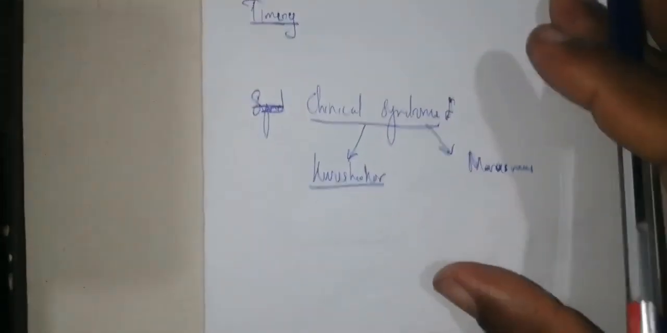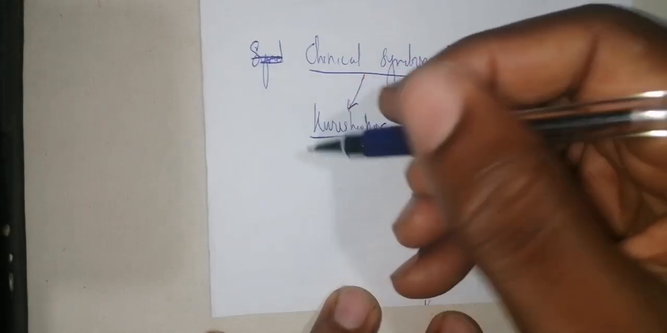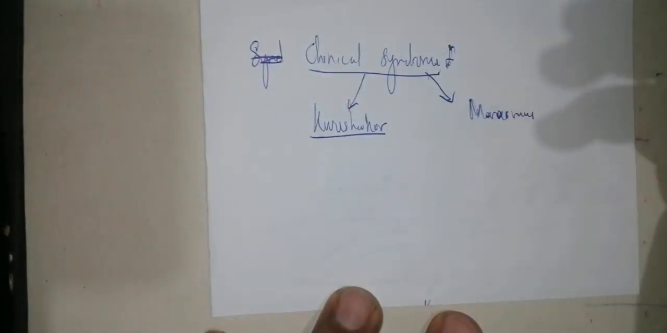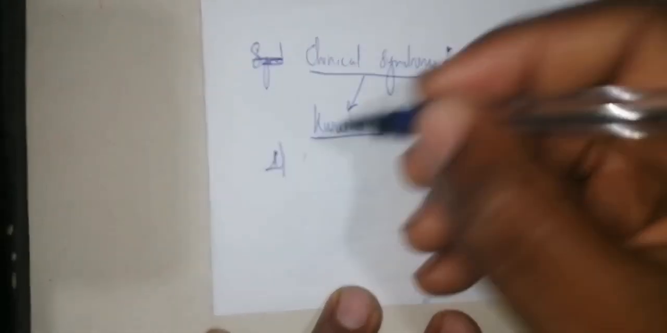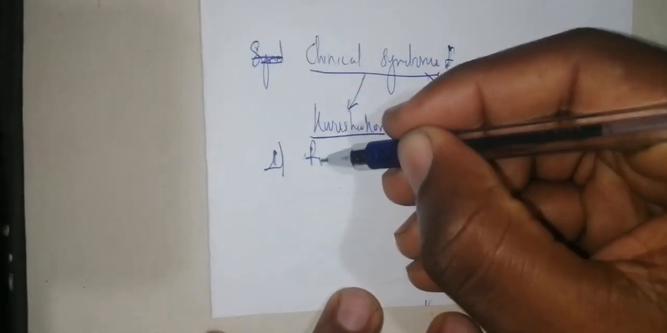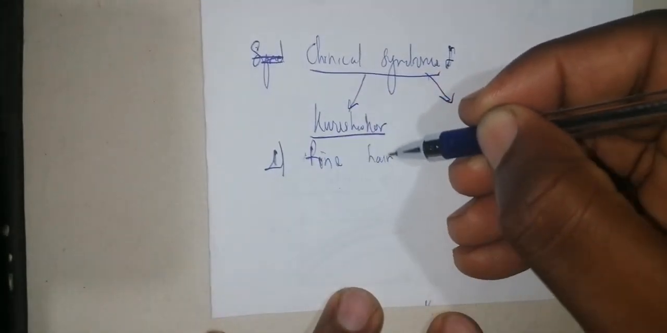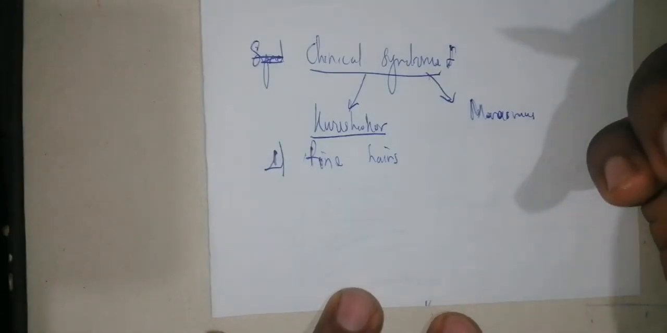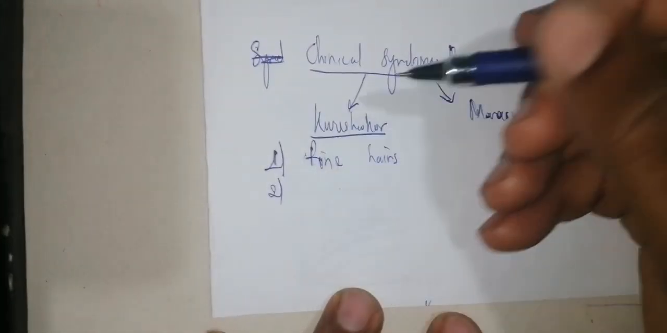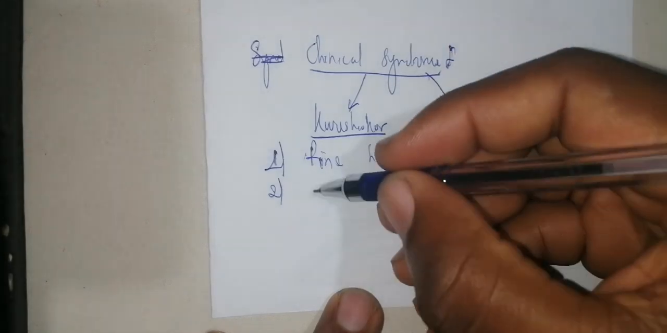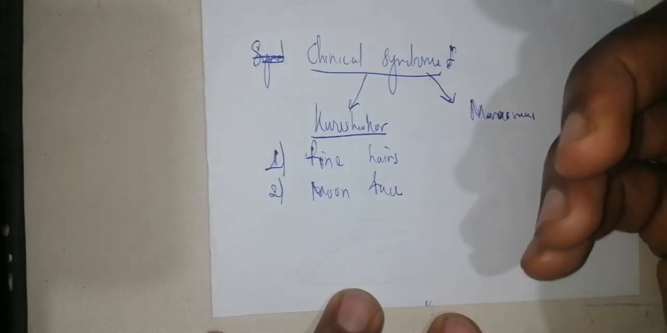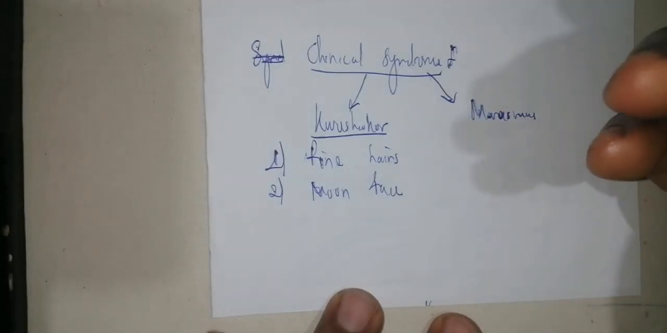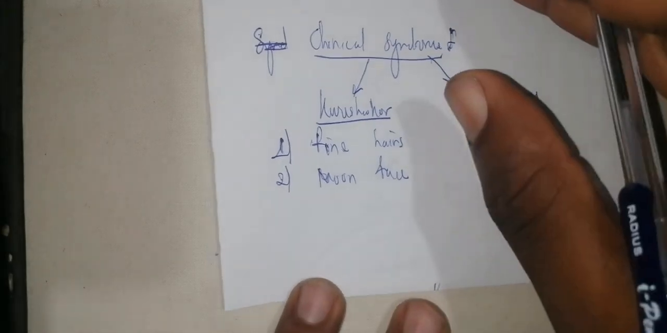Now, kwashiorkor. For kwashiorkor, we need to know that there are peculiar characteristics of kwashiorkor as the clinical syndrome. One characteristic is on the hair. The hair of kwashiorkor patients is going to be fine. We have fine hair. Is it clear? Number two, we're going to have moon face. So moon face is another element that you're going to have on the head of a kwashiorkor patient.